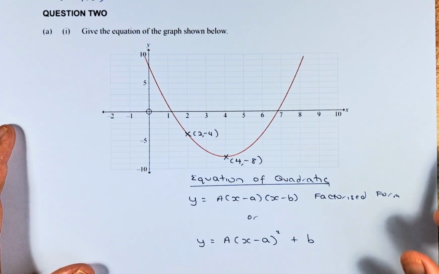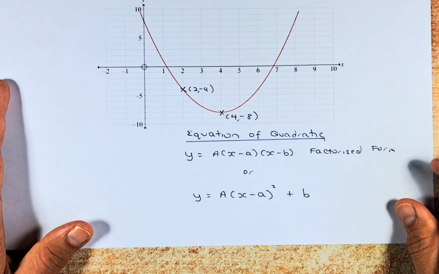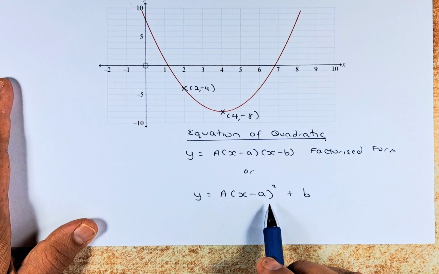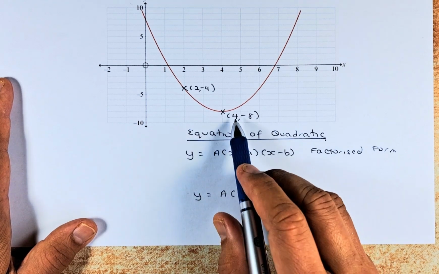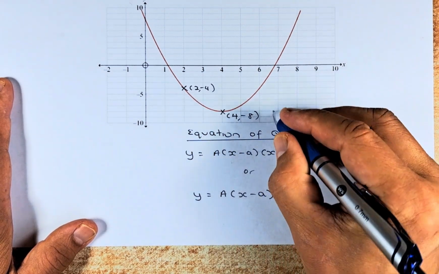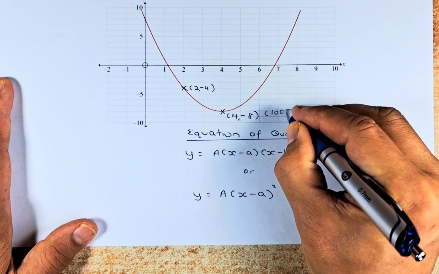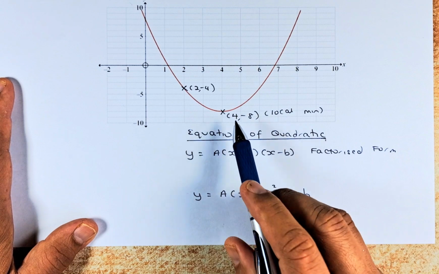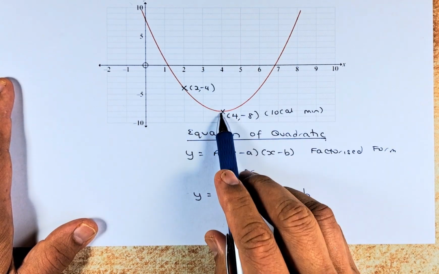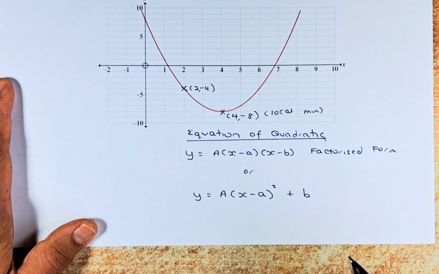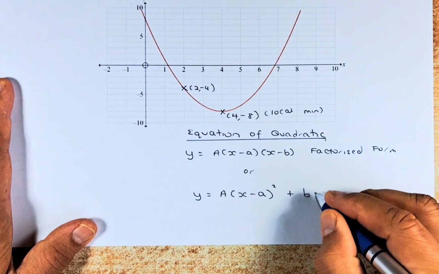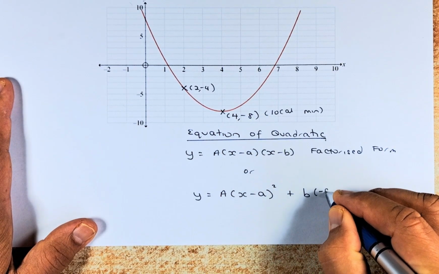Okay, so remember, I'm going to bring it up now. So the equation is going to be y equal to a bracket x minus a squared plus b. So we have to look at the lowest point. This is called the local minimum, and that is the point for negative 8. So b is just the number that's represented by the negative 8. So we're going to replace b with negative 8.